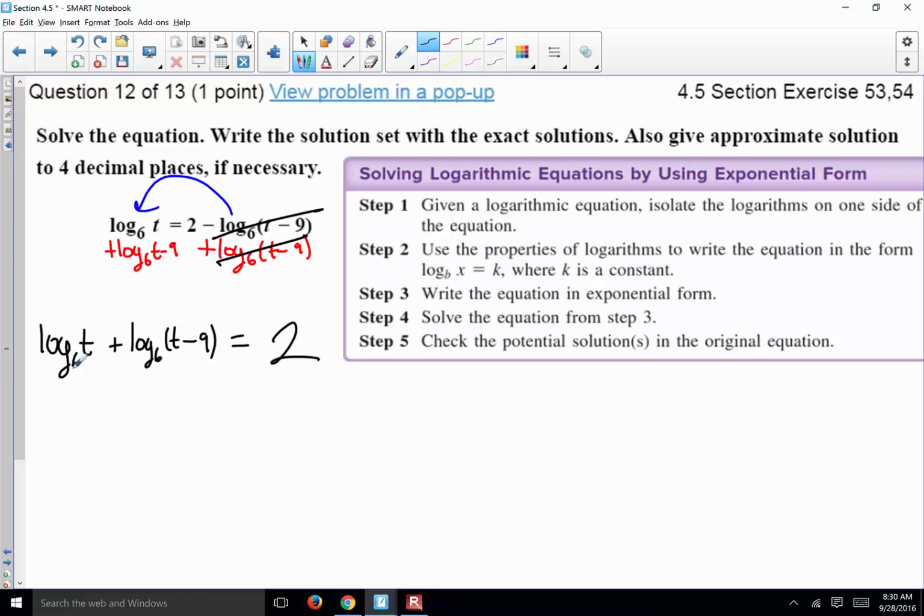Now you have 2 logarithms here, and we expect to see an isolated logarithm. So we need to get these 2 combined. How do I combine them? This is the product rule, by multiplying those 2 logarithms, making one logarithm only. We multiply the insides.